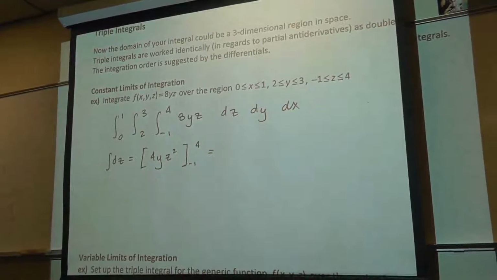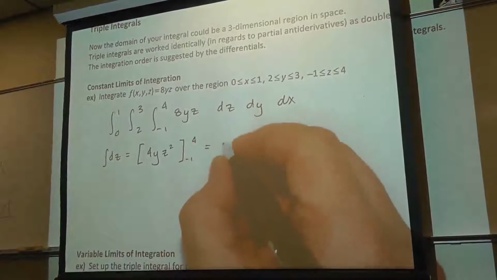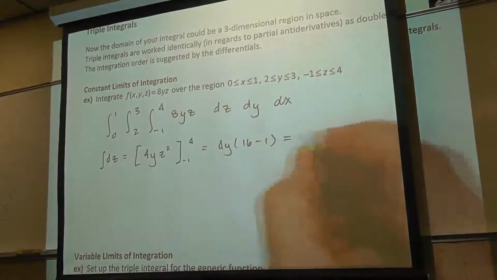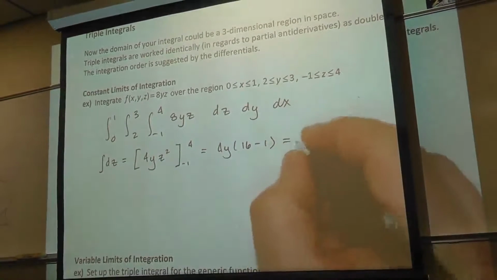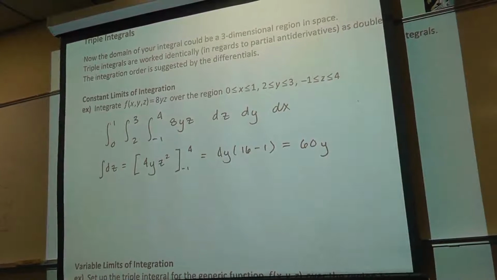And so then plug in these limits for z. Keep in mind who's the constant and who's the variable you're integrating. So when I plug 4 in for z and then -1 for z, that's going to become 16 minus 1. So 4y times 15, you should be left with 60y by the time you're finished with that.